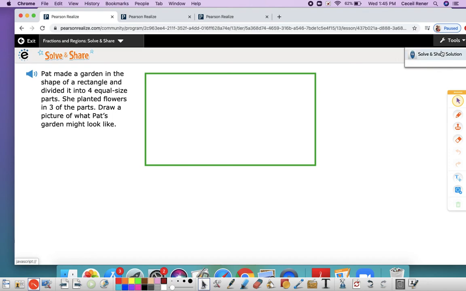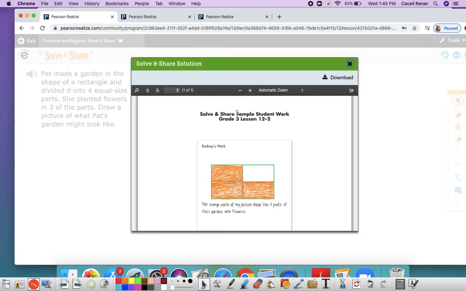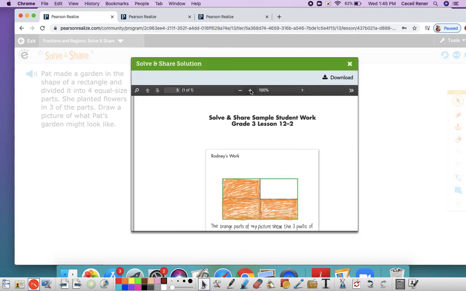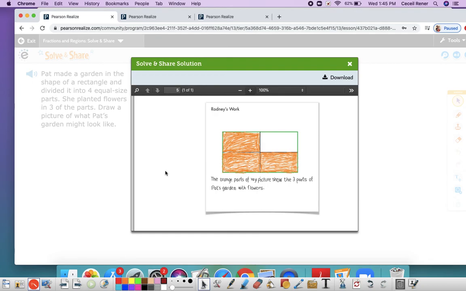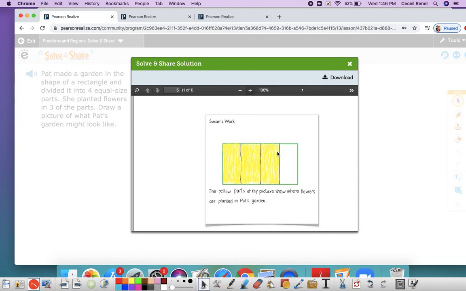I'm going to show you an example of what the garden could look like. Okay, this is Rodney's work. The orange part of his picture shows the 3 parts of Pat's garden with flowers. So this is a good example of it. Now this is also Susan's work. The yellow parts of her picture show where flowers are planted in Pat's garden.